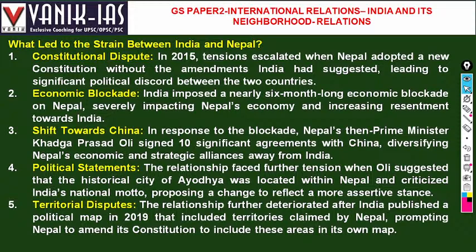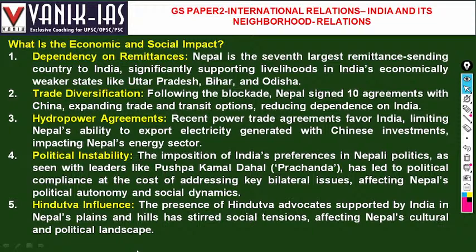In the territorial dispute, the relationship further deteriorated after India published a political map in 2019 that included territories claimed by Nepal, prompting Nepal to amend its constitution to include this area in its own map. What is the economic and social impact?